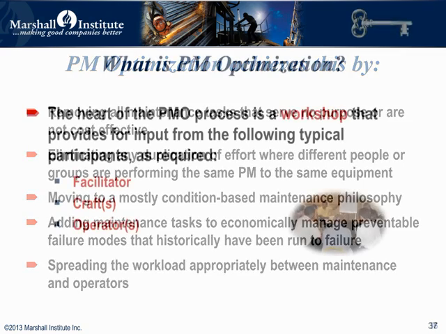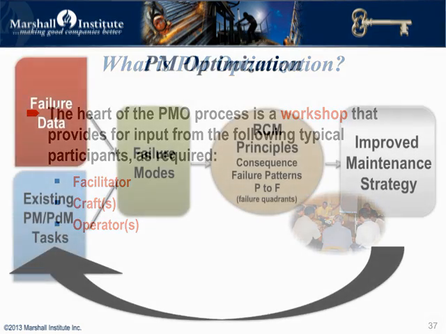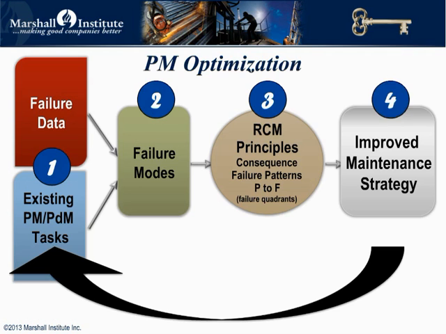The heart of the PMO process is a workshop that provides input from the people who know the equipment best, the operators and maintainers of the equipment under review, along with a facilitator. Remember, it's a structured process. It starts with existing PMs and current failure history, from which dominant and probable failure modes are derived. Those failure modes are analyzed using RCM logic to create improved maintenance strategies and converted into new or improved PM procedures, reinserted into your current PM program.